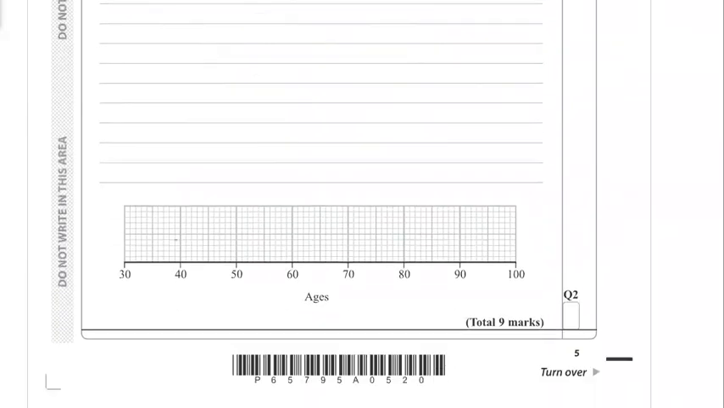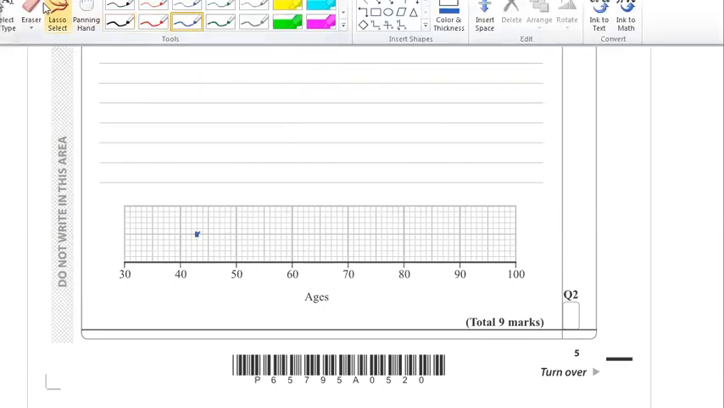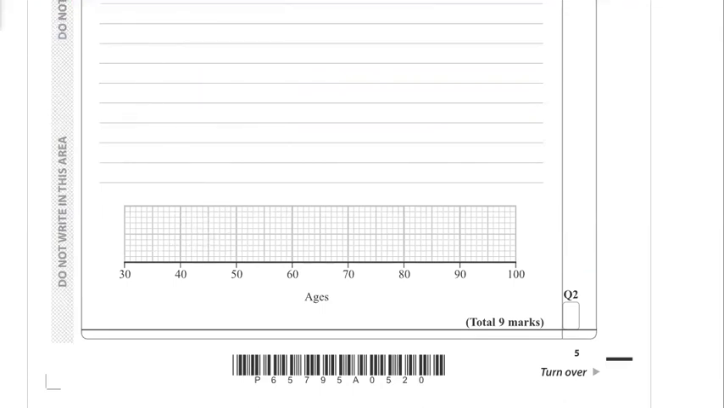So if the outlier is 43, first look at the scale of the grid. The scale of the grid is 10 boxes horizontally equal to 10. So it means each box is equal to 1. If I have to show 43, it's 40, 41, 42, 43. So here I will say this is my outlier. For an outlier, we always put a cross. Let me make it more clear. This will be the cross of the outlier.